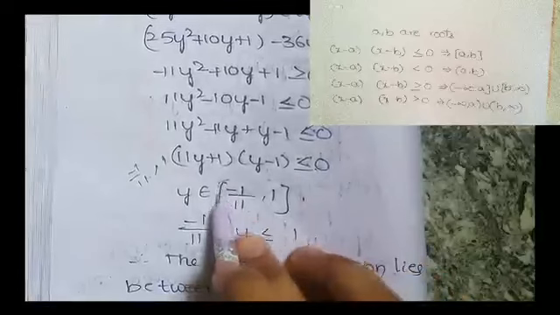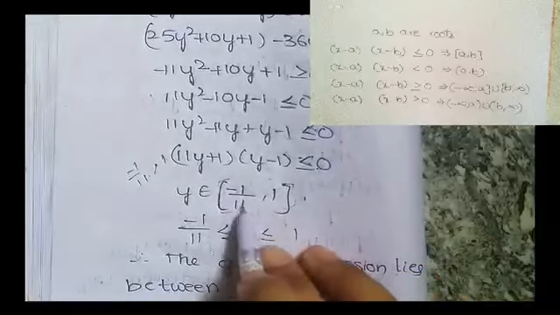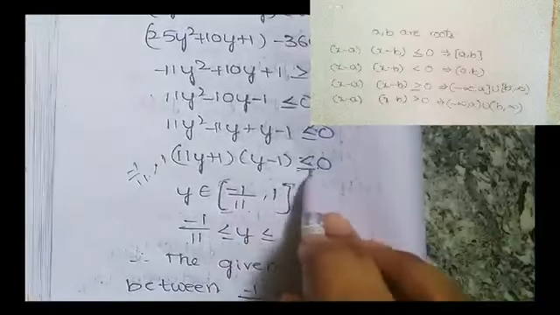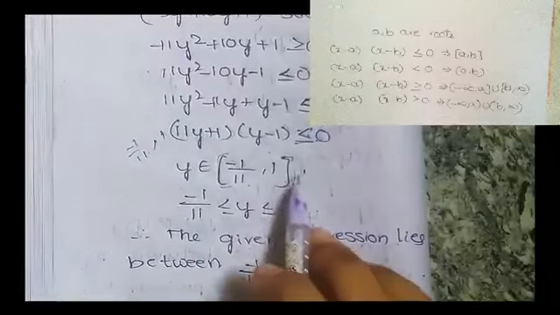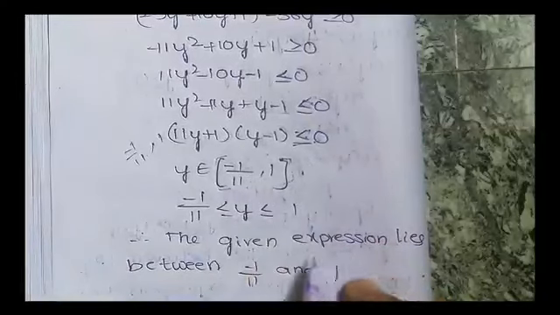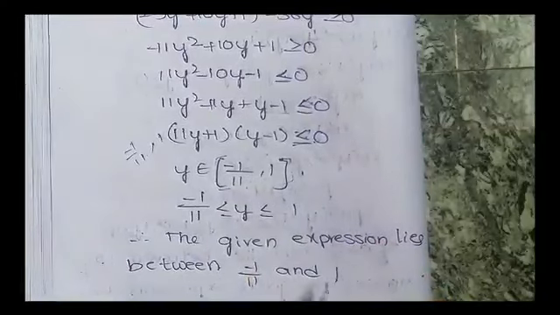So we will write with the closed bracket minus 1 by 11. We have the equal to symbol. So comma 1. So it means that it lies between minus 1 by 11 and 1. So the given expression lies between minus 1 by 11 and 1.